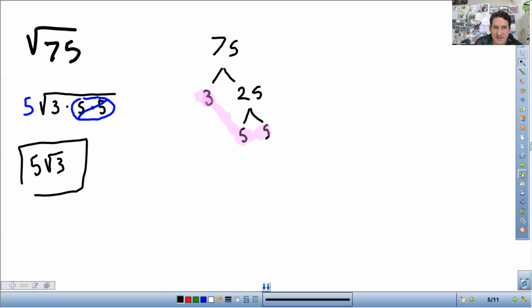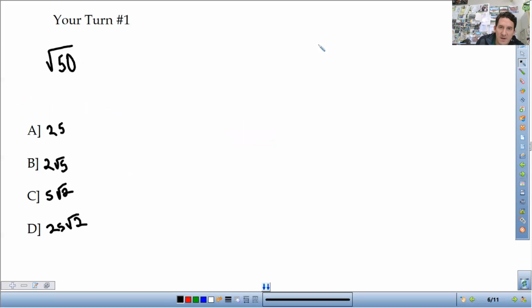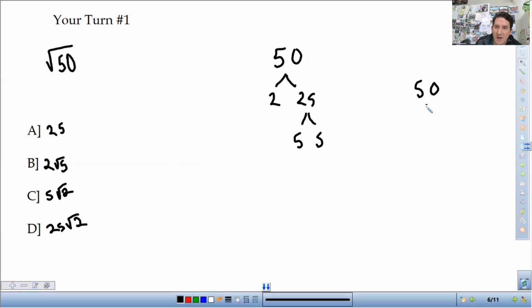I'm just going to do a whole bunch of examples for you. So square root of 50. You can try this one on your own if you want to pause the video. I'm just going to go ahead and work straight through it. So 50 is 2 and 25, and then 5 and 5. Just for example, you might split this up differently. You might split up 50 as 5 and 10, and then 2 and 5.